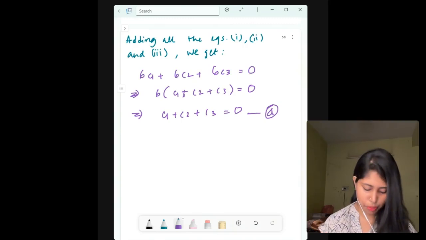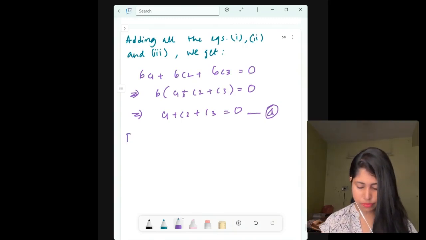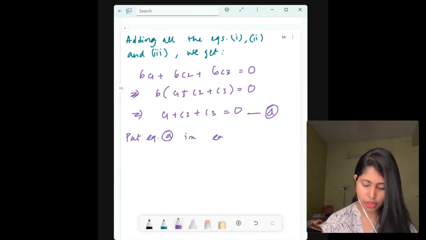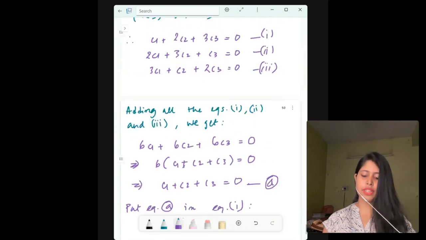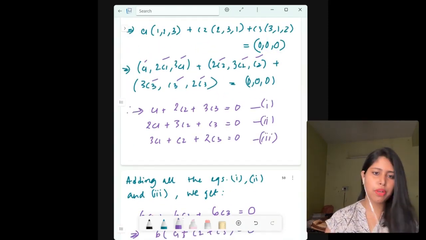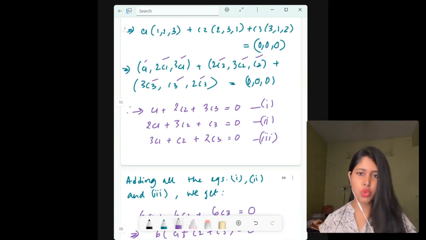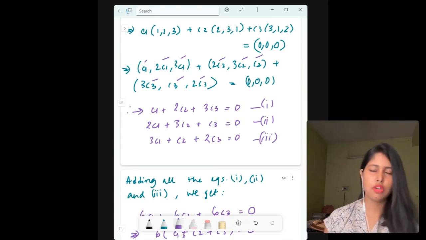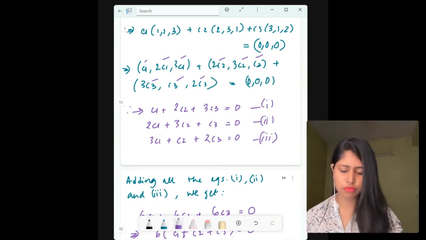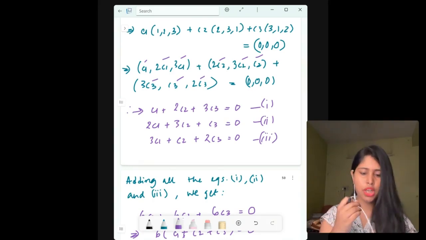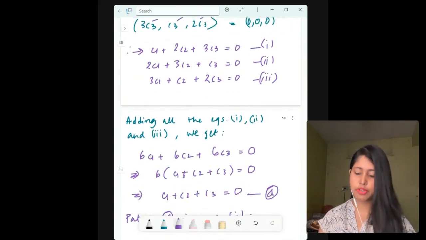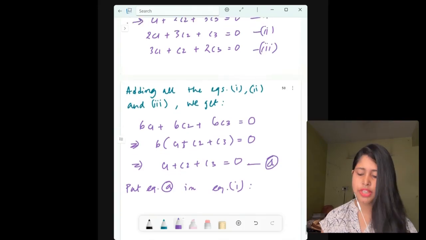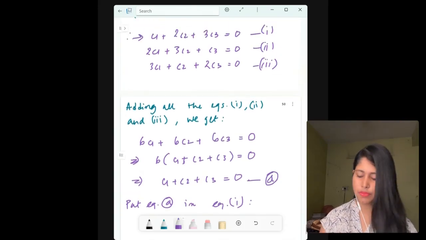Now if we put equation A into equation 1, everything here can be written in terms of c1 plus c2 plus c3. For all three equations we will get a few values and we will compute that. Let us see what we get if we put equation A into the first equation. The first equation is c1 plus 2c2 plus 3c3, so let me write that.